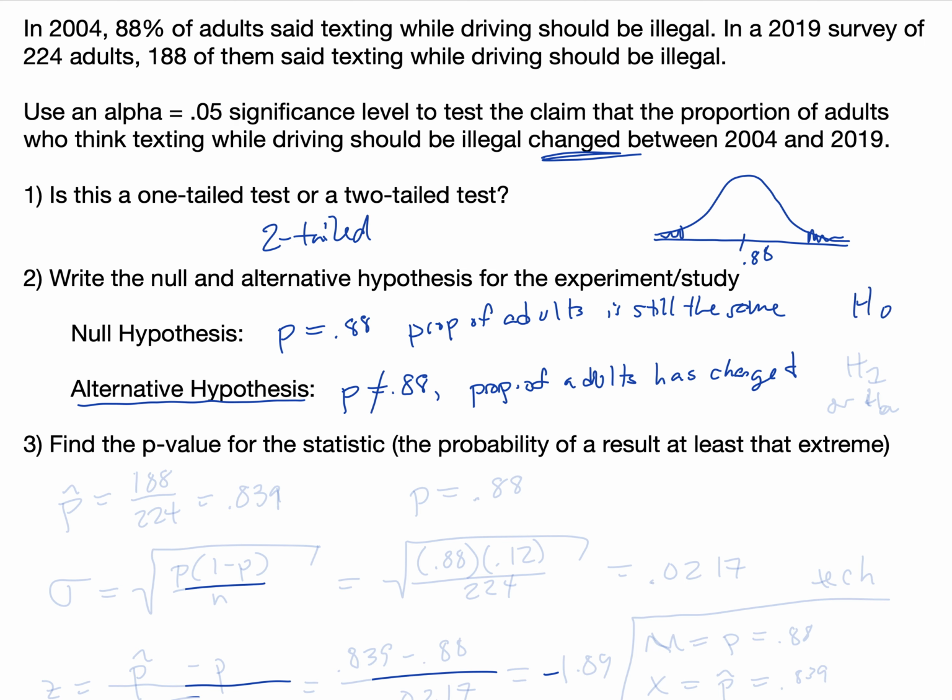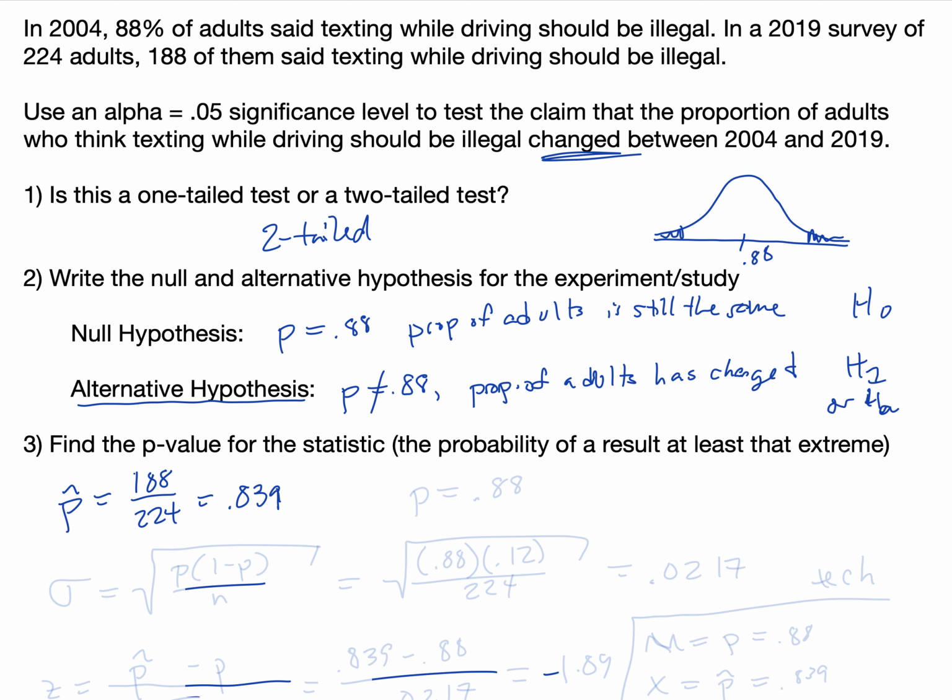H naught is often written as the null hypothesis, and H1 or HA is often how the alternative hypothesis is denoted. Okay, what is the p-value for this statistic, the probability of a result at least this extreme? So what is our result? Our result is that our sample proportion p hat is, there were 224 adults, 188 of them said texting while driving should be illegal. So 188 divided by 224 is our sample proportion. And so that's 0.839 when we calculate it out.